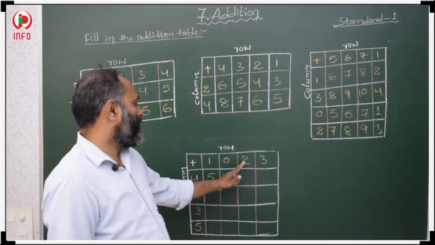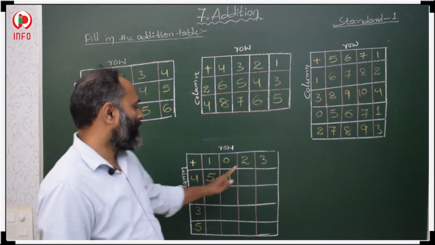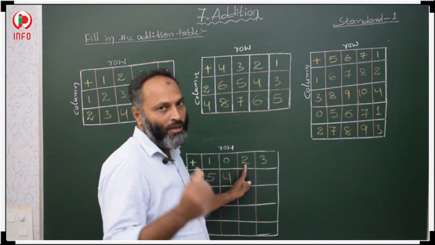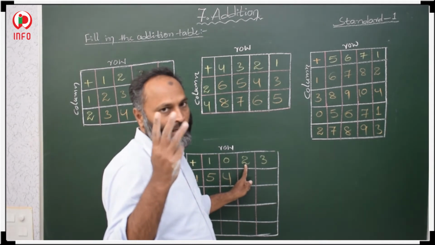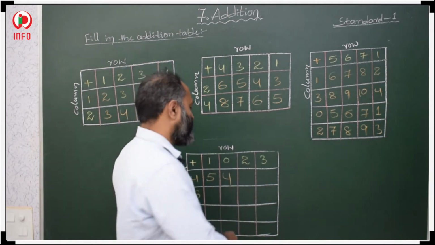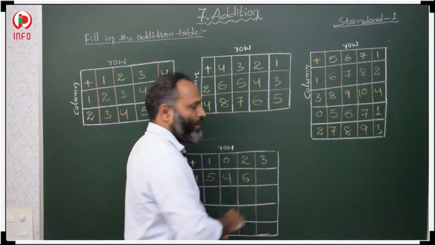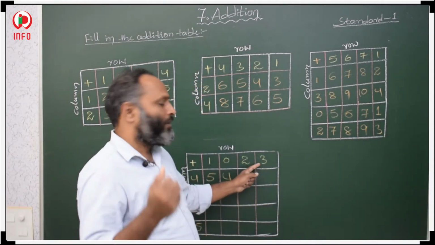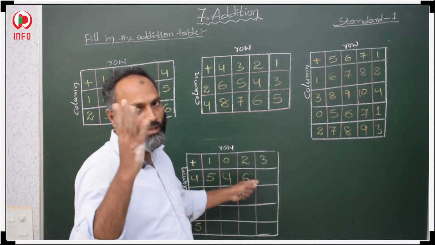0 plus 4 is 4, the same number itself only. Okay. 2 plus 4 means after 2 we have to count 4: 3, 4, 5, 6. 3, after 3, 4 more numbers: 4, 5, 6, 7.